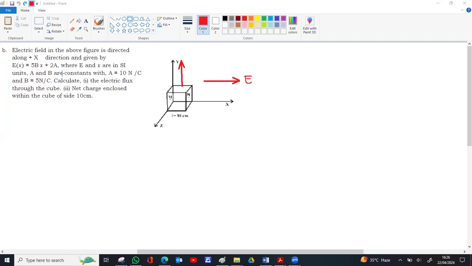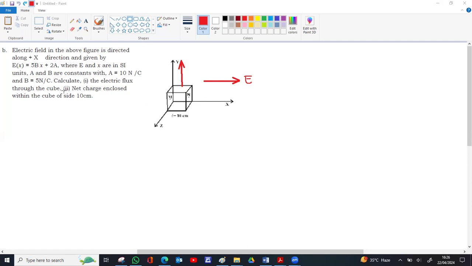Now, we are given an electric field that is only along the positive x direction. No other field acts in any other direction. The value changes with x as 5bx + 2a. Everything is in SI units. a is given as 10, b is given as 5.